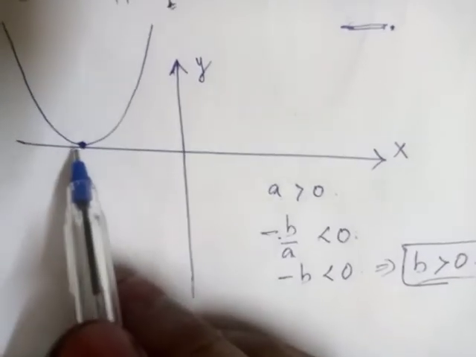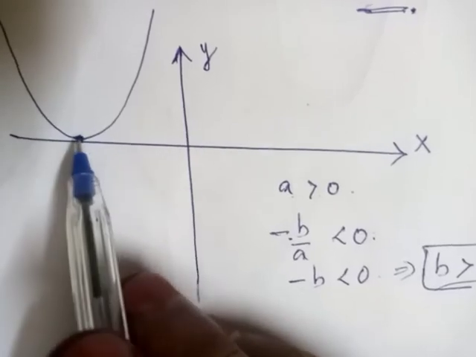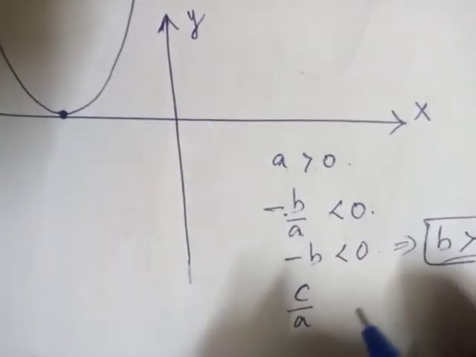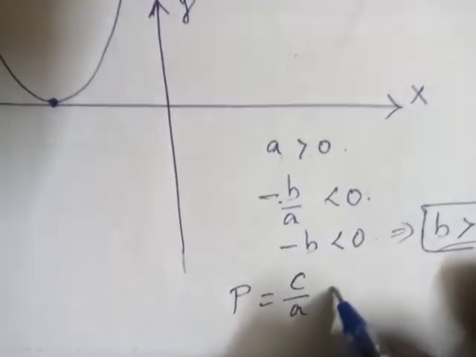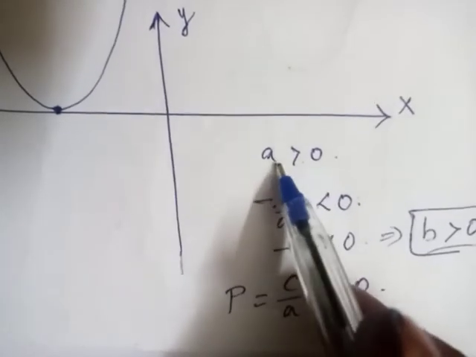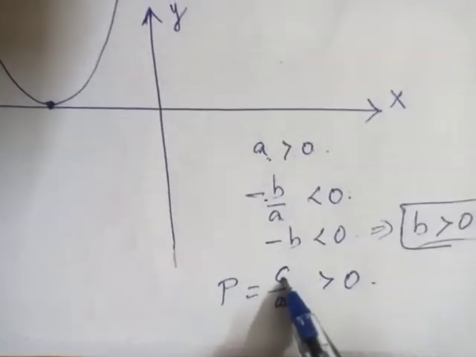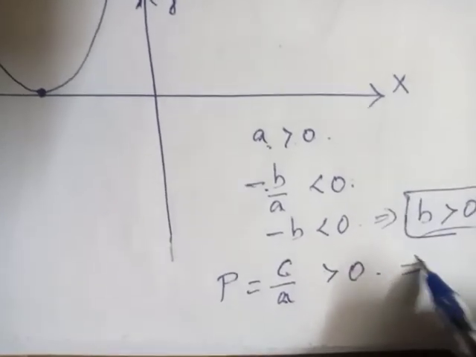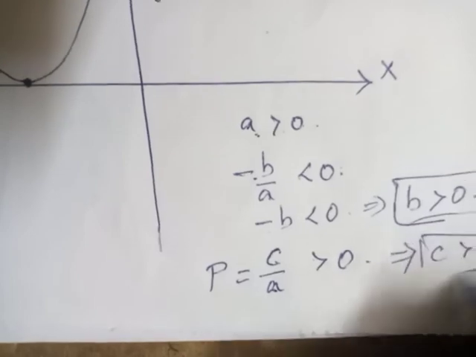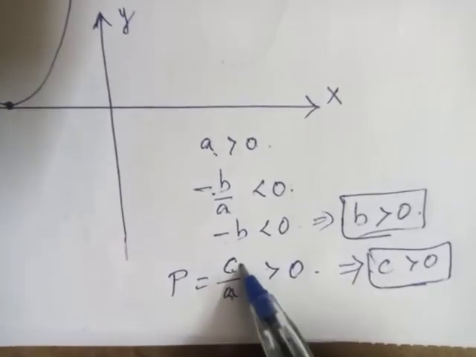Now think about the product of the zeros. Negative, two zeros also negative. If you multiply, what will you get? Positive. Correct? So C by A is the product. Product is C by A, that is greater than 0. What about A? A is greater than 0. So A is positive. So what do you think about C? C also positive, that is greater than 0. So A positive means C also positive.